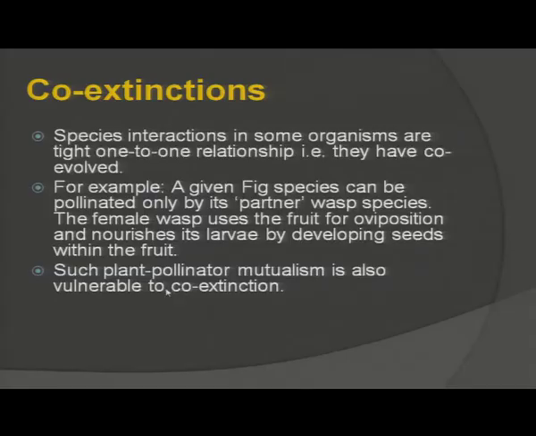So, this kind of plant-pollinator mutualism is also vulnerable to co-extinction. If the wasp species somehow becomes extinct, the fig species will also start declining. This is what is referred to as co-extinction.